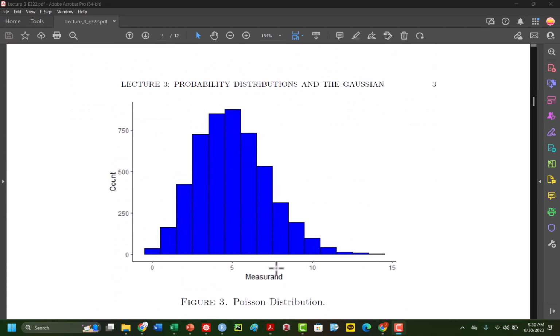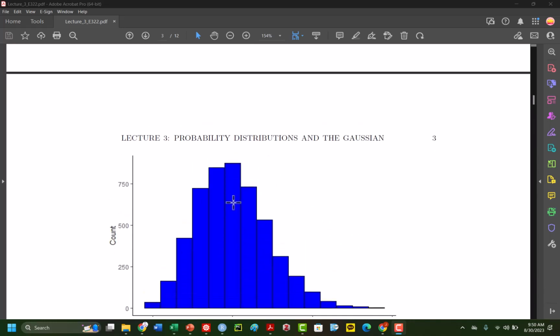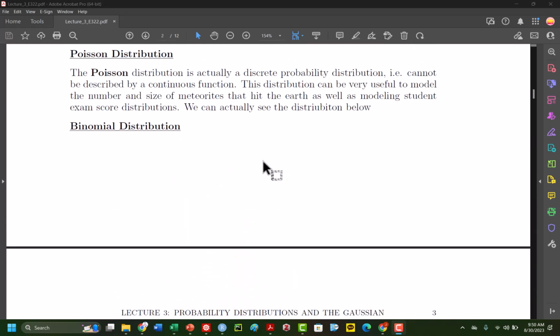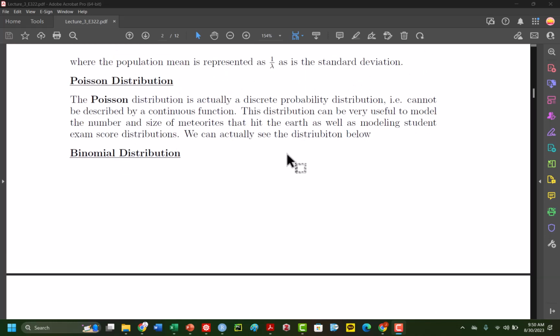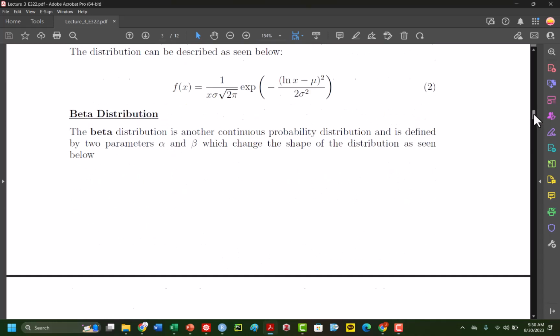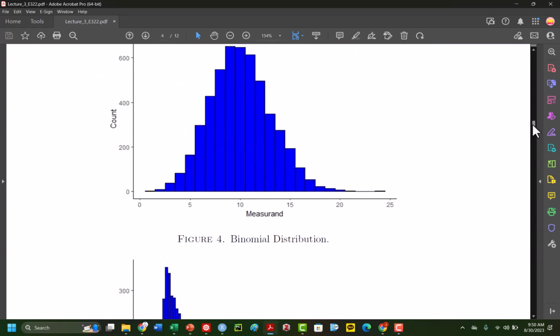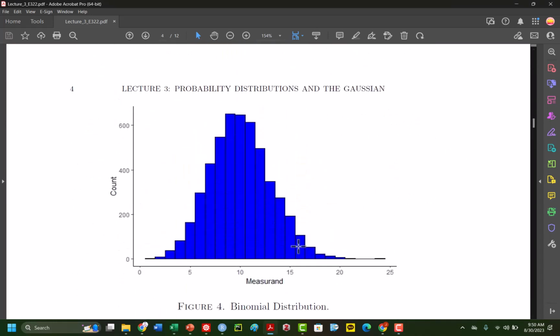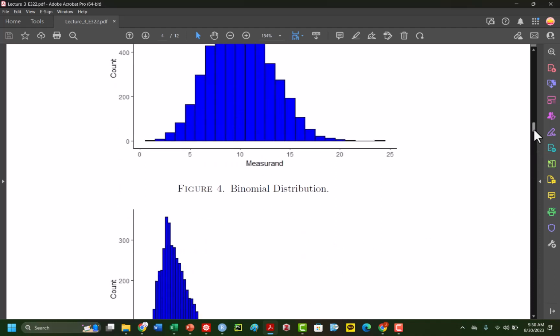It looks a little bit Gaussian, but you have a little bit more of a right-shifted slant, so to speak, a longer right-sided tail. So it's very good to look at the number of meteorites that hit Earth, as well as student exam score distributions. So you can see essentially this distribution below. We can do a binomial distribution. A binomial distribution looks, again, quite Gaussian. Binomial shouldn't be confused with bimodal.